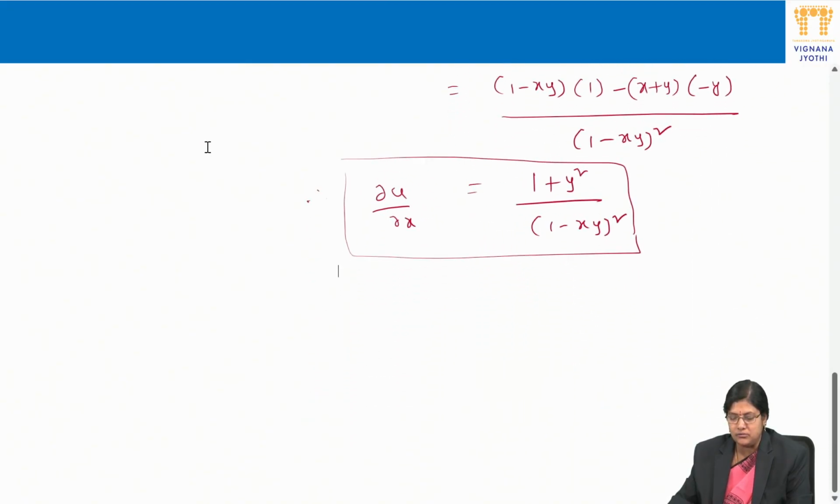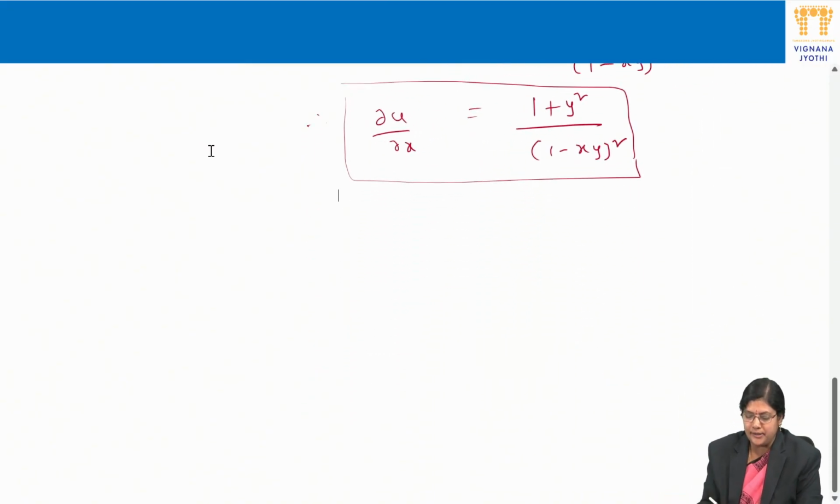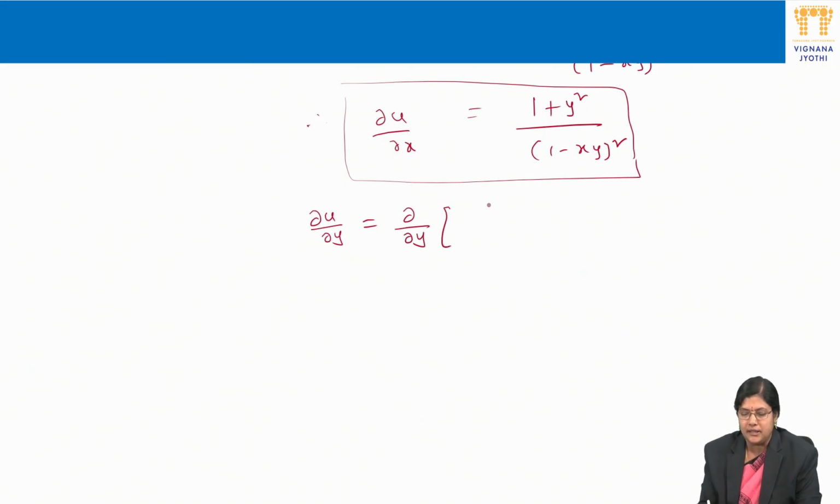Now, we are going to calculate ∂u/∂y. ∂u/∂y is the partial differentiation of u with respect to y, that is ∂/∂y of u. Given that u is equal to (x + y)/(1 − xy), this is also of the form d/dx of u/v type.